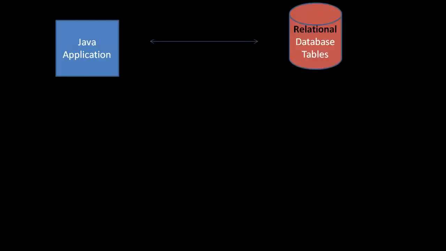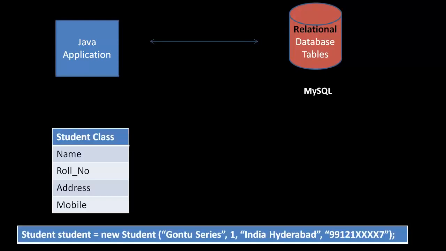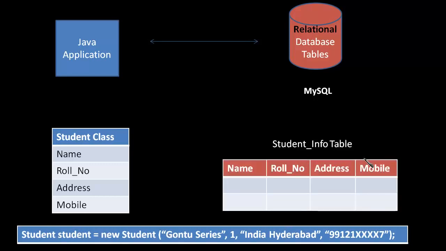Let's say you have a Java application which connects to a relational database, for example MySQL. Let's say you have a student class which contains member variables in it, name, roll number, address, mobile, which represents student information, and you have created a student object out of this class. Now the task is you have to store or persist the student's information which is there in your student object into the student info table.